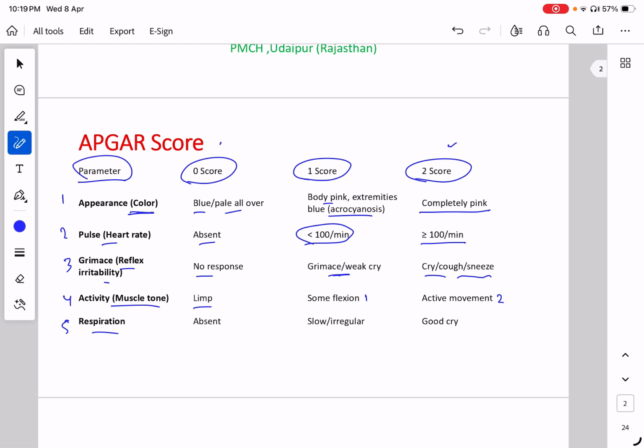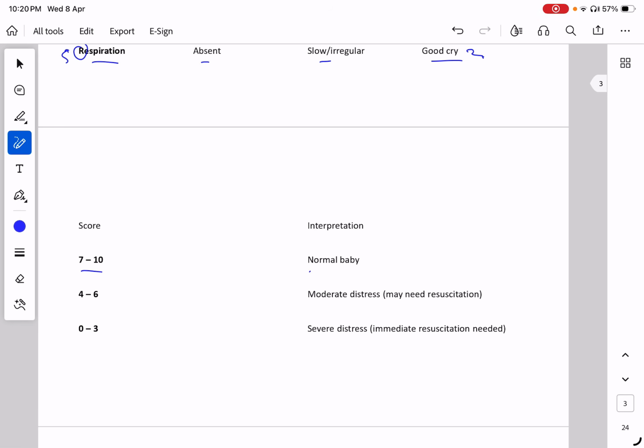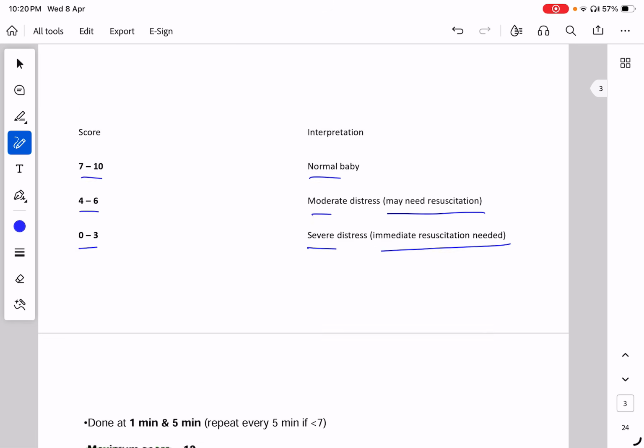And the last one is respiration. Respiration, if it's absent, then 0 score. If slow or irregular respiration, then 1. And if the baby is having a good cry, that is, he's breathing very nicely, then the score is 2. So, Apgar, A for appearance, P for pulse, G for grimace, A for activity, and R for respiration. So, these are the scoring. And score 7 to 10, normal baby. 4 to 6, moderate distress, may need resuscitation, and 0 to 3, severe distress, immediate resuscitation is needed.